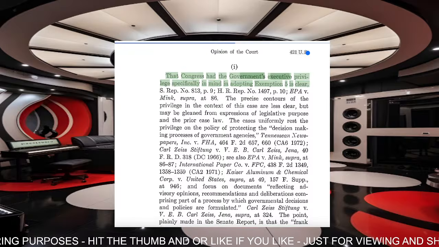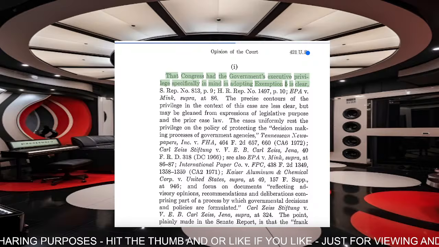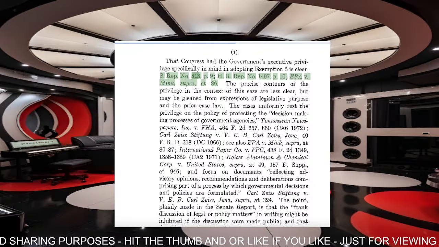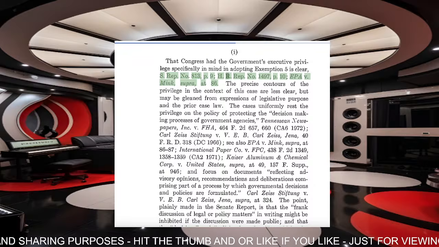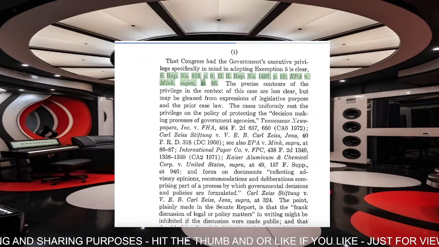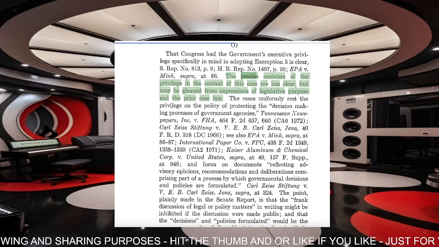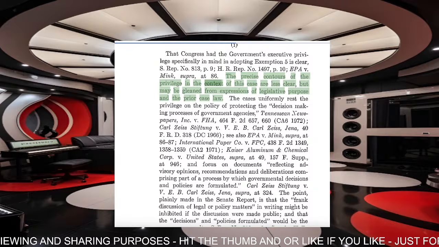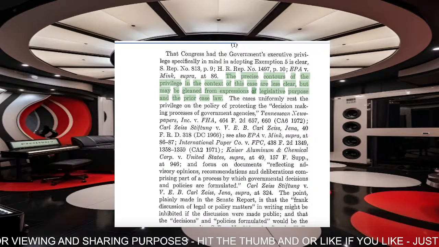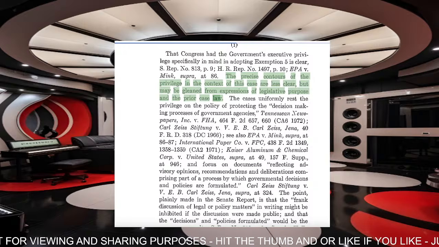That Congress had the government's executive privilege specifically in mind in adopting Exemption 5 is clear. S. Rep. No. 813, page 9, H.R. Rep. No. 1497, page 10, EPA v. Mink, supra at 86. The precise contours of the privilege in the context of this case are less clear, but may be gleaned from expressions of legislative purpose and the prior case law.